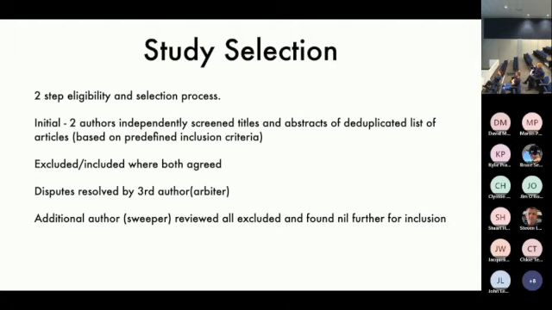So initially, two authors using the Covidence software, which is really good, independently screened titles and abstracts of that list of articles based on the predefined inclusion criteria I talked about. And then we excluded or included where both agreed. If there was dispute, that was resolved by a third author or arbiter. Now, those that were excluded, we actually got a fourth author to review all the excluded, and they found no further articles for inclusion.